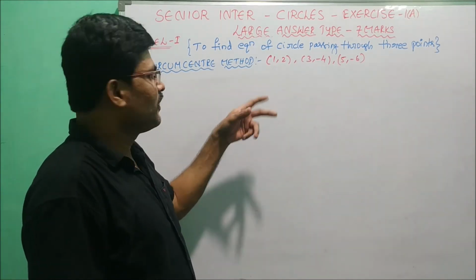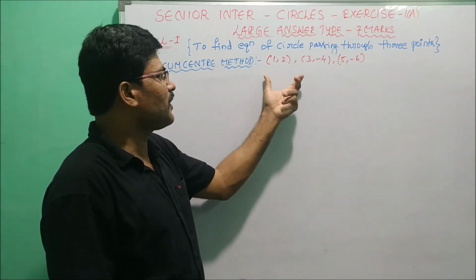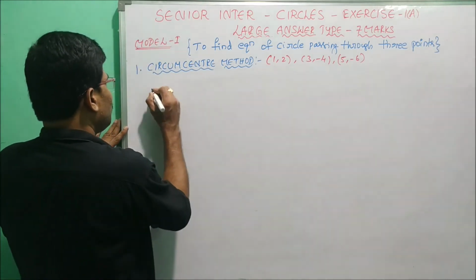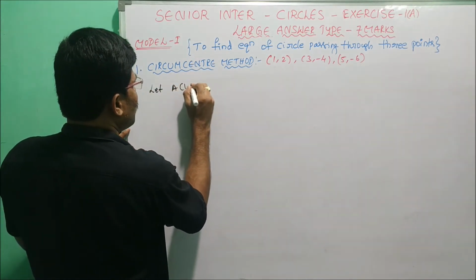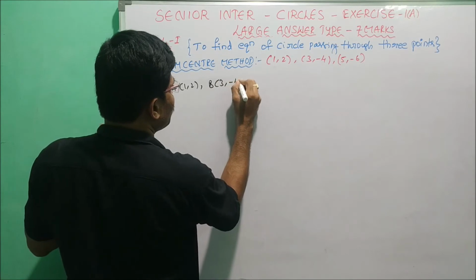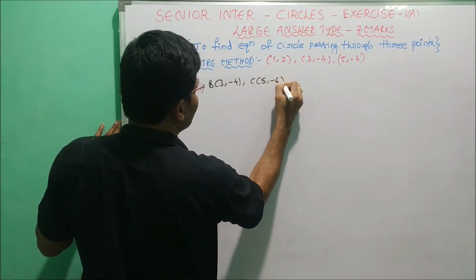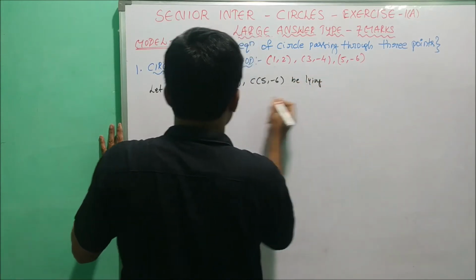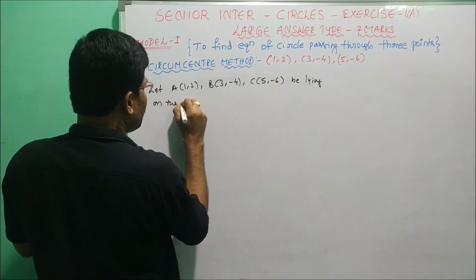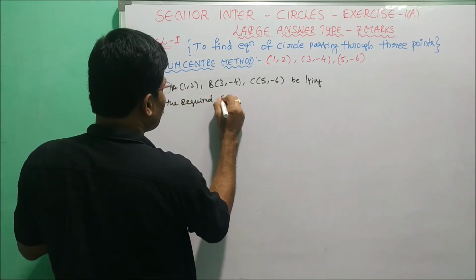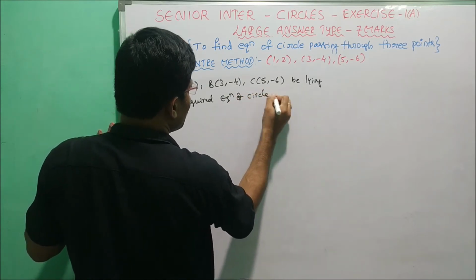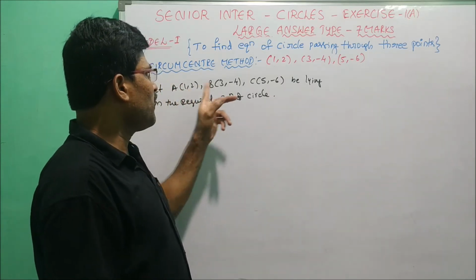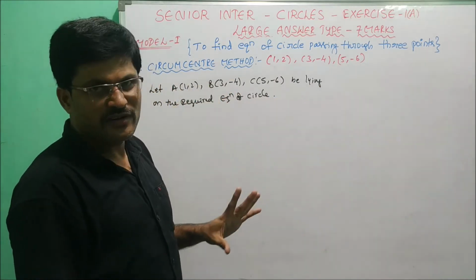Now the next question: (1, 2), (3, minus 4), (5, minus 6). Here the given 3 points are (1, 2), (3, minus 4), (5, minus 6). Here also using the same method. Let A (1, 2), B (3, minus 4), C (5, minus 6) be lying on the required equation of circle. Here we take the required circle is passing through the given 3 points, or let the points A, B, C be lying on the required equation of circle.